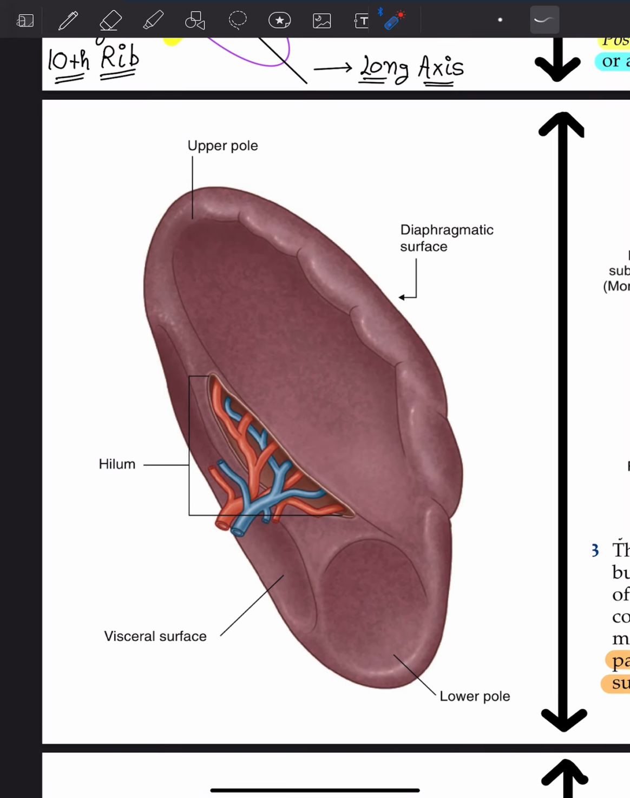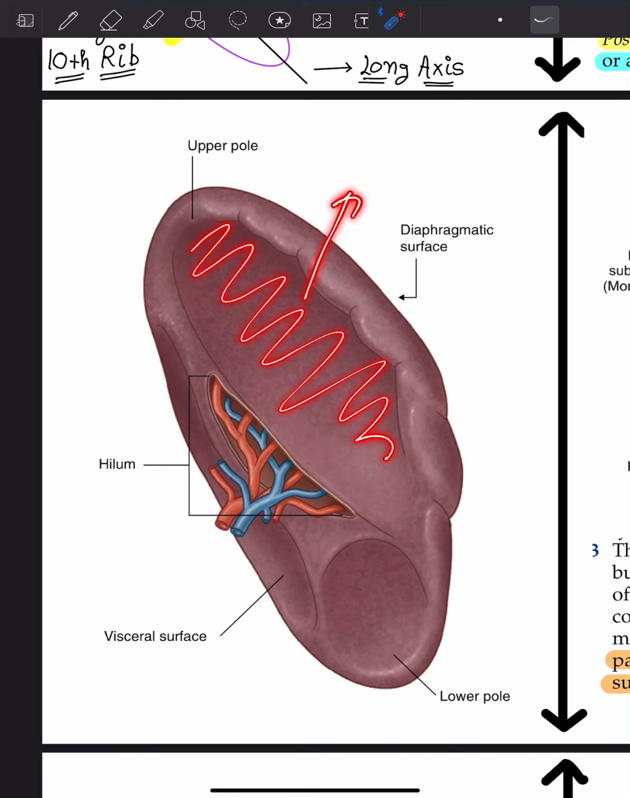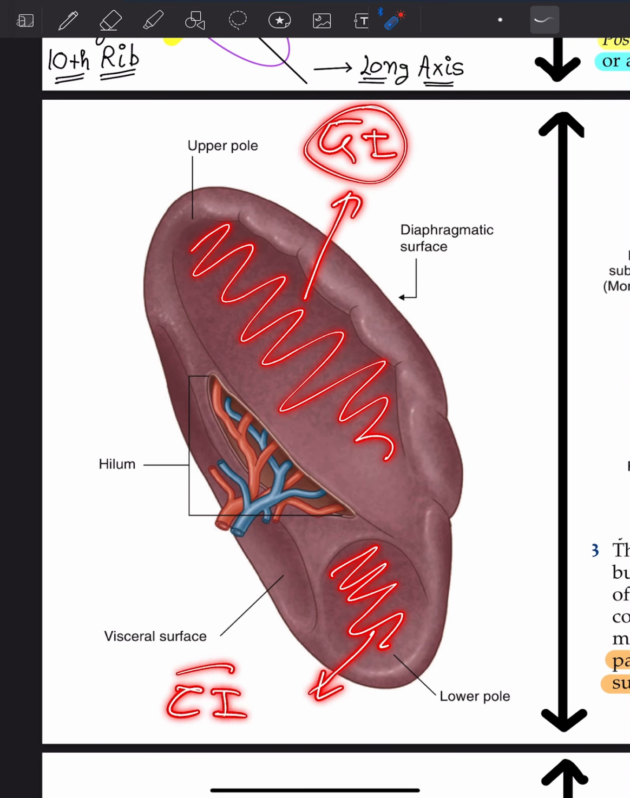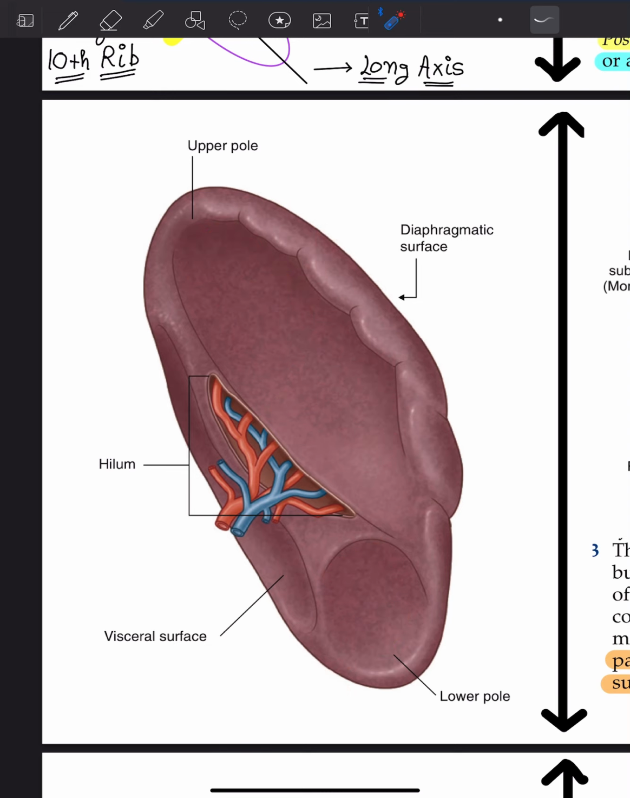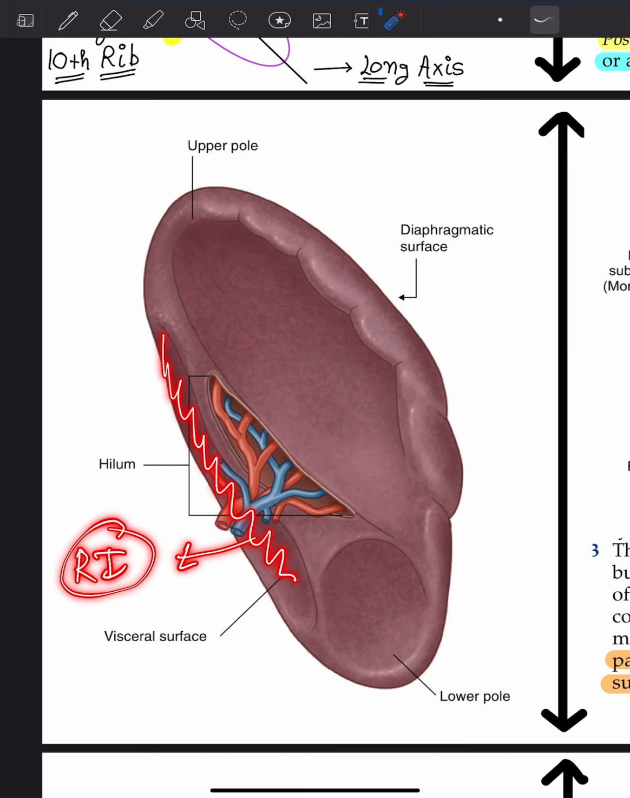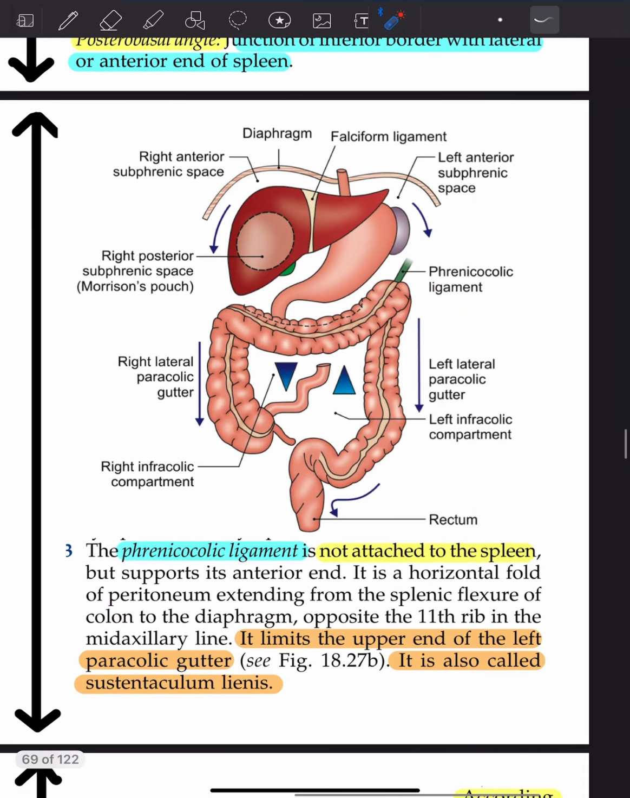Now you can clearly see the impressions too. What will be this impression? This is the gastric impression. What will be this impression? This is the colic impression for the what? Splenic flexure of colon. And what will be this? It's the renal impression for the left kidney, right?